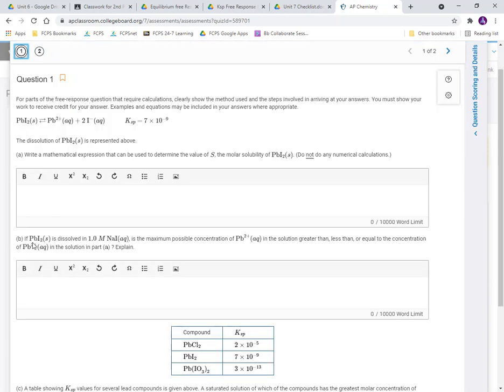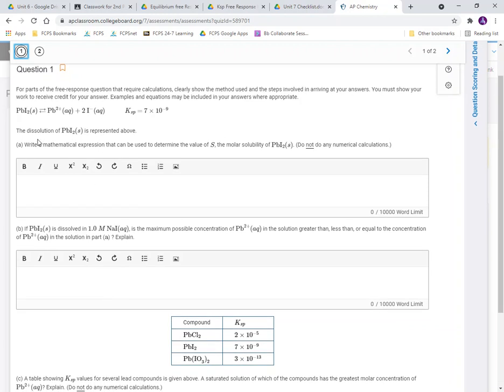Okay, so 1B, here you have a Ksp problem because we're dissolving lead 2 iodide, and it has a very small Ksp, so not very much of it's going to dissolve. And this is the dissolution of the lead 2 iodide going on. And here you would write the Ksp. That's great. And what you notice, if lead 2 iodide is dissolved in 1 molar sodium iodide, is the maximum possible concentration of lead in the solution greater than, less than, or equal to the concentration of the Pb in part A.